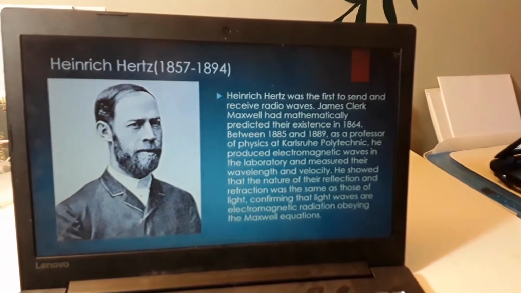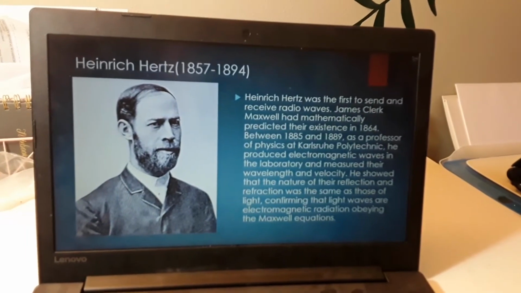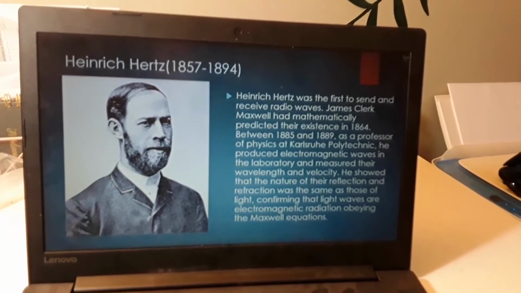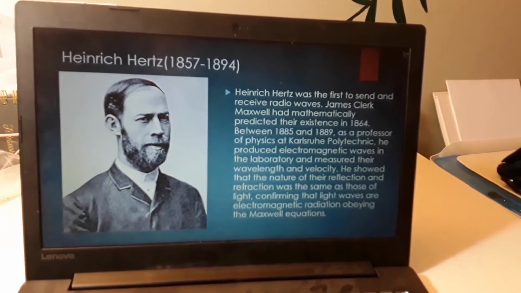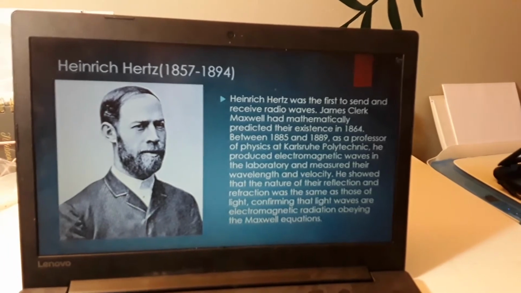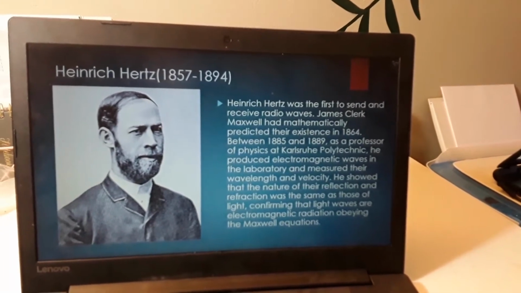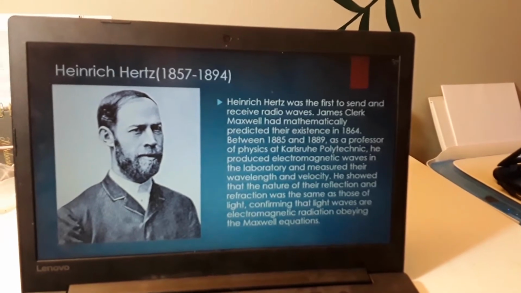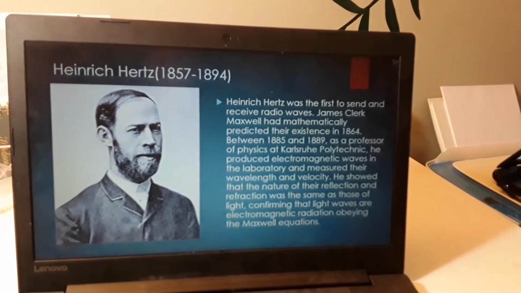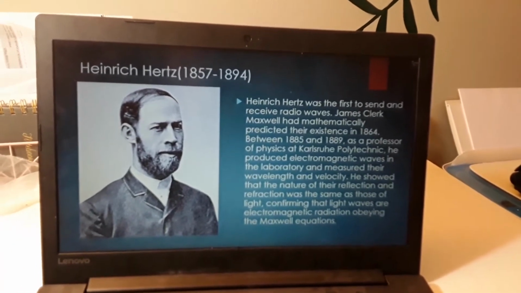The electromagnetic spectrum was discovered by Heinrich Hertz in Germany. He was the first to send and receive radio waves. James Clerk Maxwell had mathematically predicted their existence in 1864. So between 1885 and 1889, as a professor of physics at Karlsruhe Polytechnic in Germany, he produced electromagnetic waves in the laboratory and measured their wavelength and velocity.